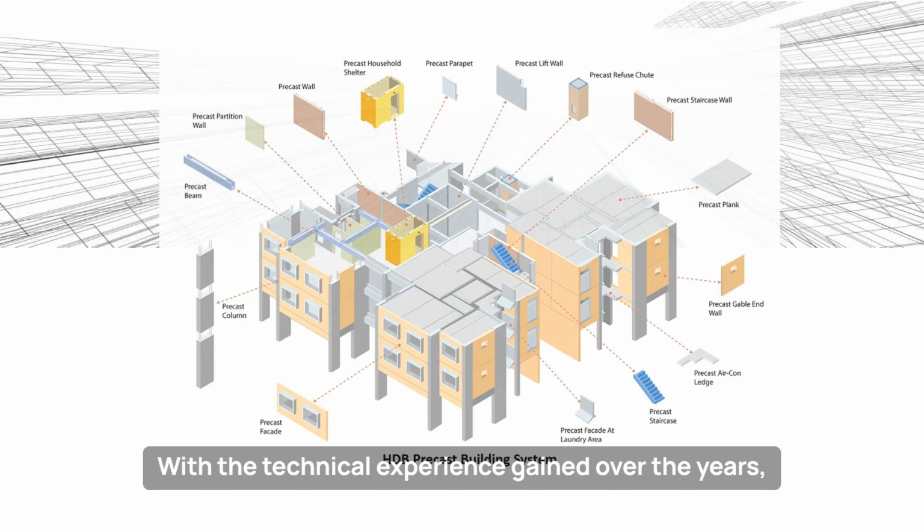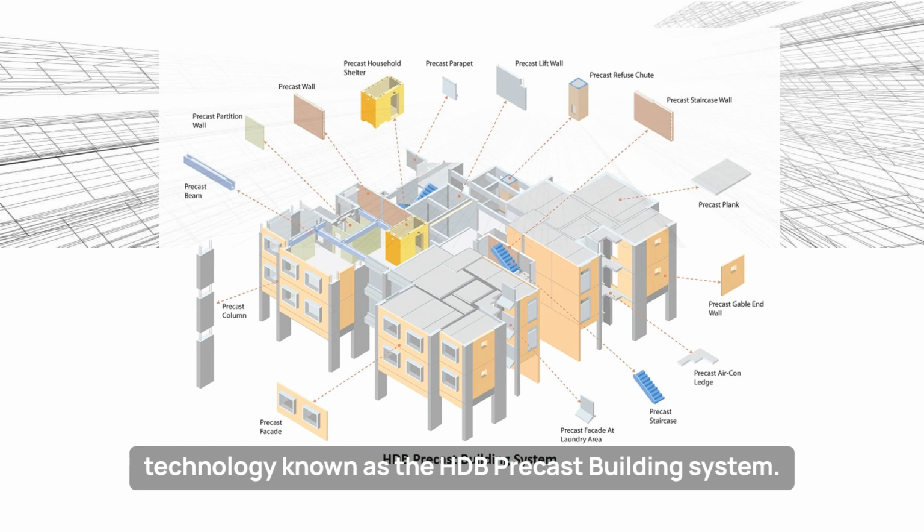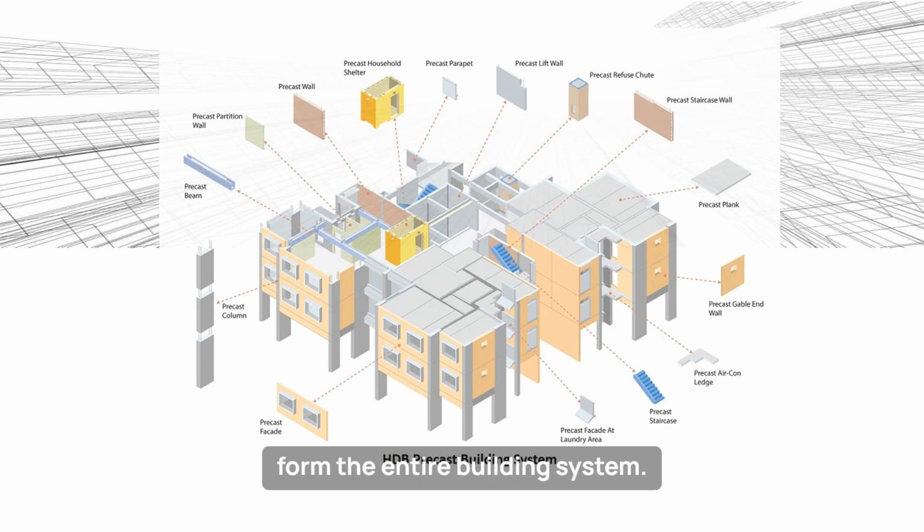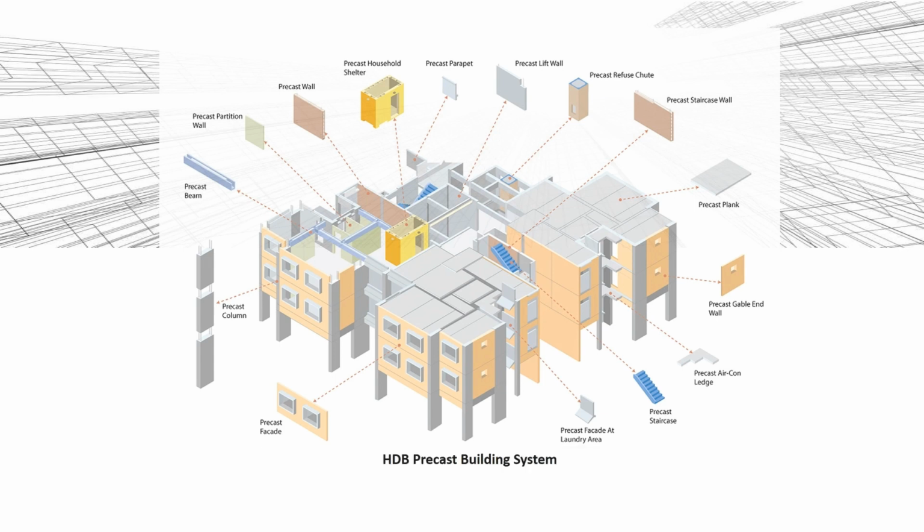With the technical experience gained over the years, HDB has been able to develop its own brand of precast technology, known as the HDB Precast Building System. It is an array of 2D precast components combined to form the entire building system.